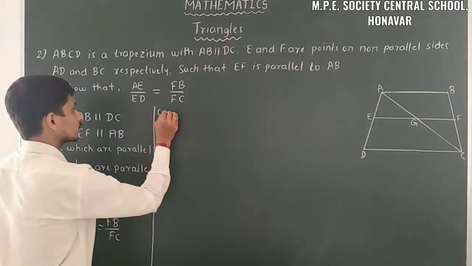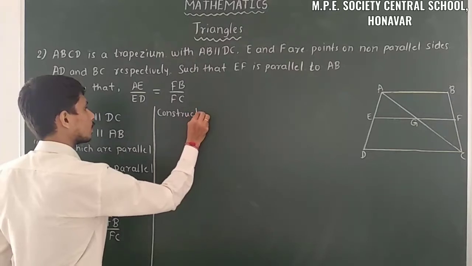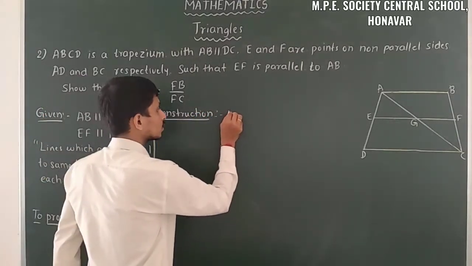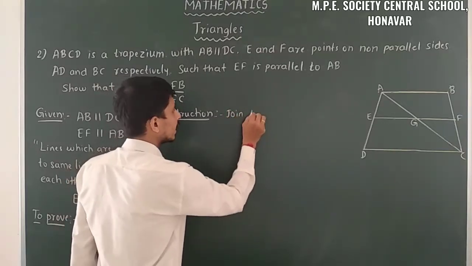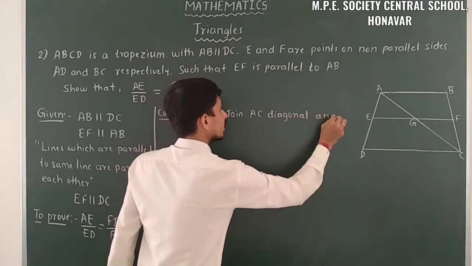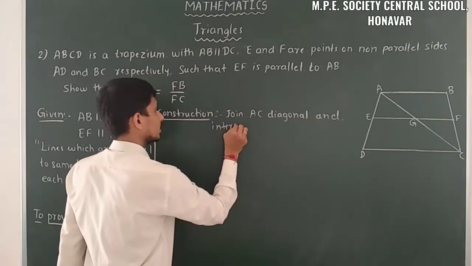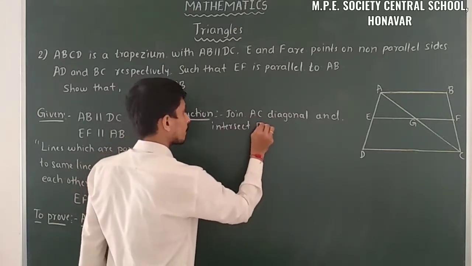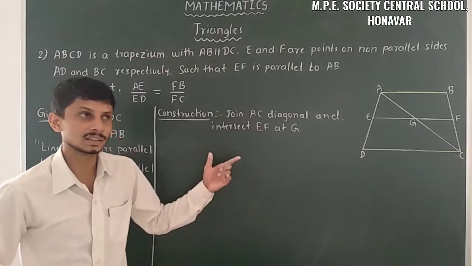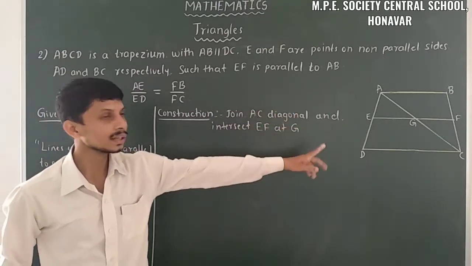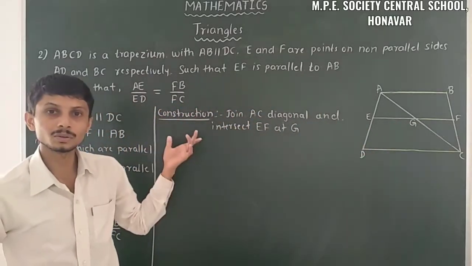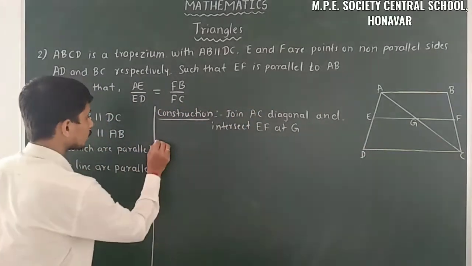Construction: join diagonal AC and intersect EF at G. We have to write clearly what the construction is. That is, we joined the diagonal AC and it intersects EF at point G. So we have to write like this. Then let us take the proof.